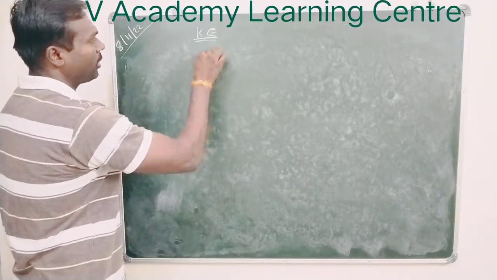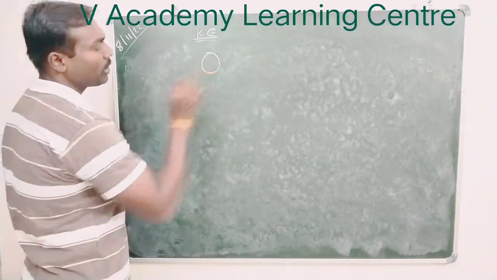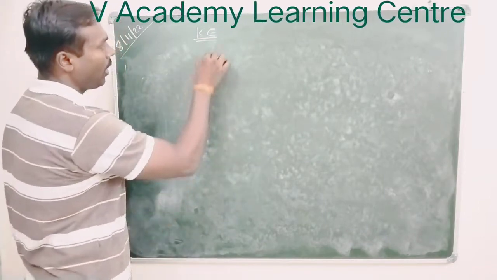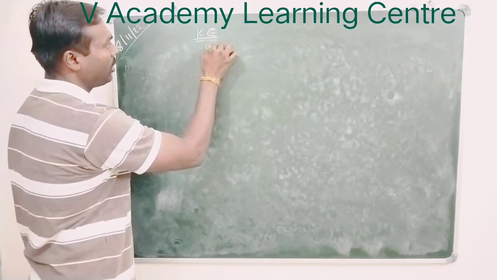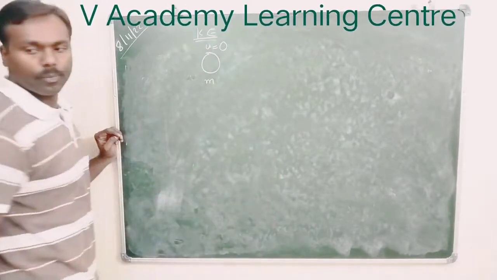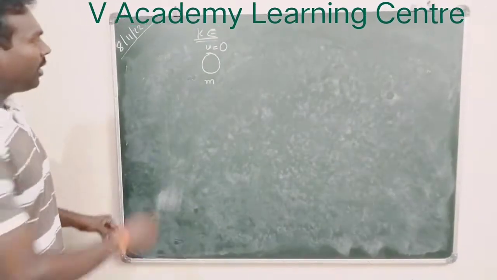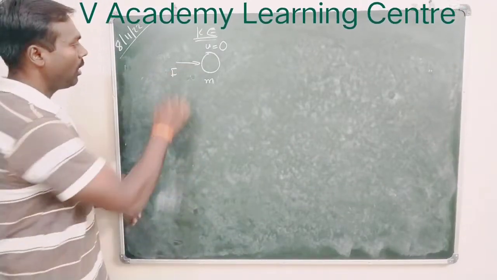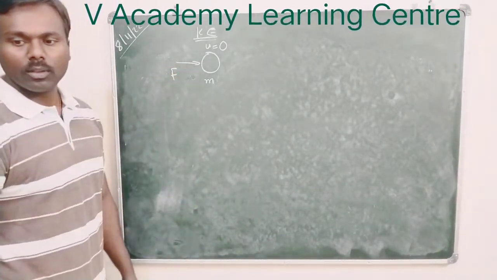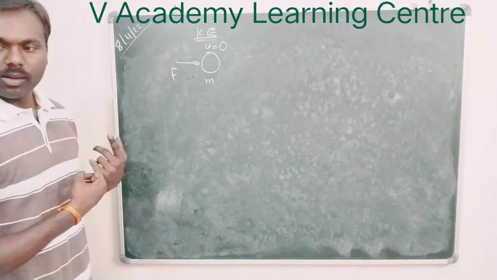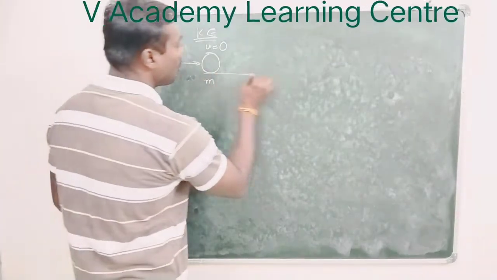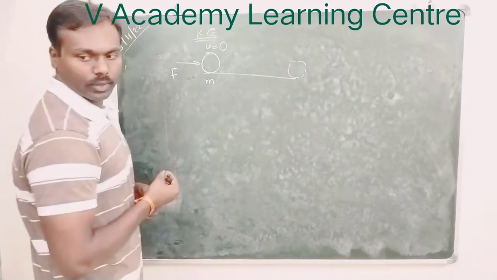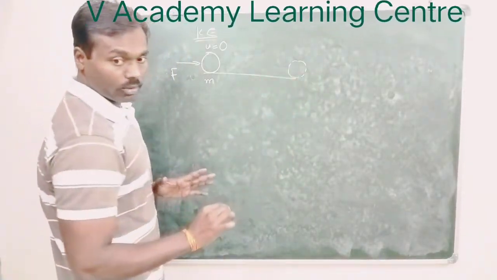Let us take an object. This was stationary, having a mass m, and its velocity is equal to 0. When it is hit by some force, what happens? It moves further and stops somewhere else. And this is our final motion.